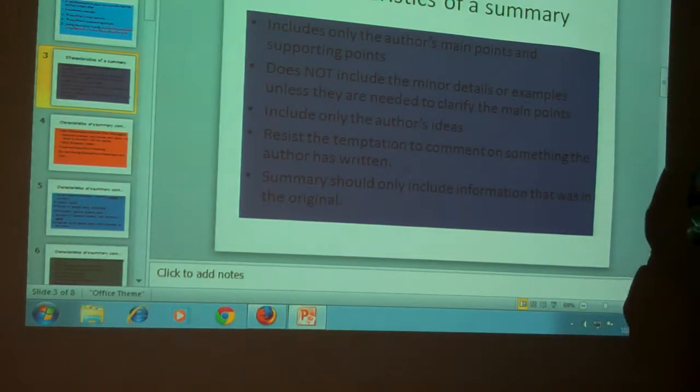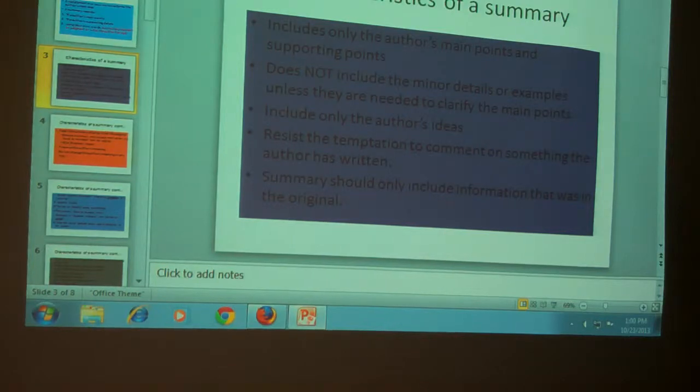Sometimes the minor details can be helpful in making sense of the major details, but remember that a summary is going to be considerably shorter than the original article that you're looking at. Otherwise, we would be more apt to read the actual article. So a lot of times with research, we're looking at saving time, and that's one of the main points of writing a summary: if someone else is looking at the research and look at what you've written, they could read your summary and get the main ideas and supporting details of the article. Again, it's very important that you resist the temptation to comment on something the author has written.